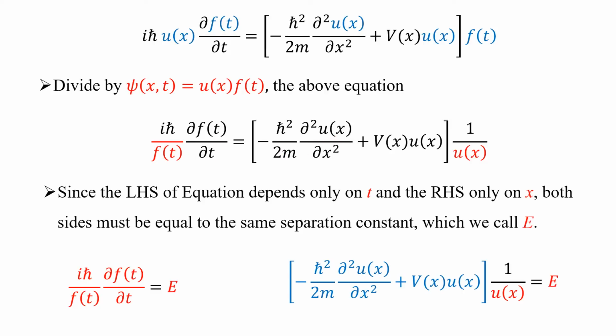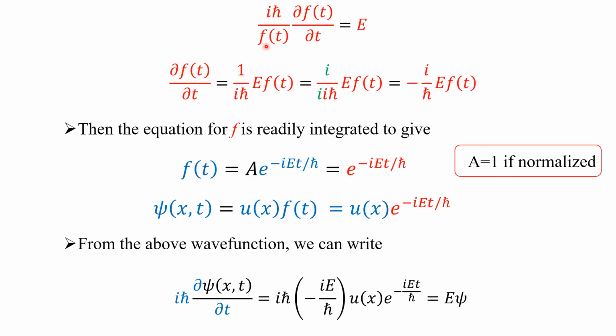Both are independent. Just now, we have seen by taking into consideration the left-hand side of the equation, that is i h cross over f of t into delta f of t over delta t is equal to E. That is, delta f of t over delta t is equal to E f of t over i h cross. Here I have brought this i h cross to the right hand side. So this i h cross comes in the denominator and this f of t comes into the numerator.